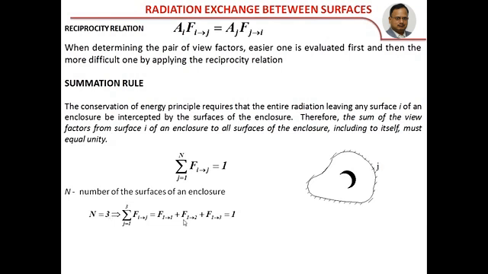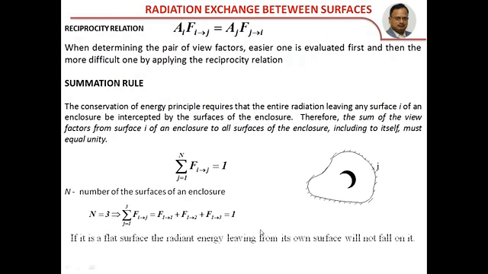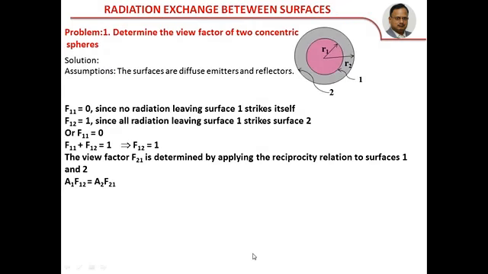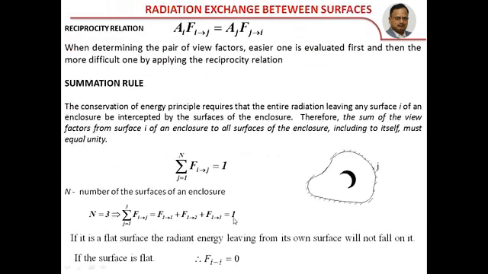Suppose n is 3, F11 plus F12 plus F13 equal to 1. If it is a flat surface, the radiant energy leaving from its own surface will not fall on it, as we have seen in the first case. So F11 becomes 0. Therefore, you will have F12 plus F13 equal to 1. So if the surface is flat, Fi to i, it cannot see itself, hence the shape factor for such a flat surface will become 0.